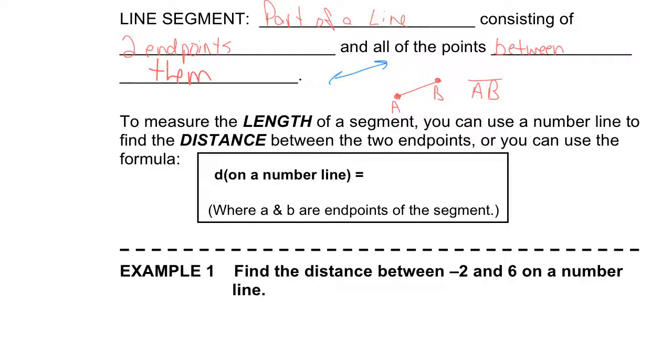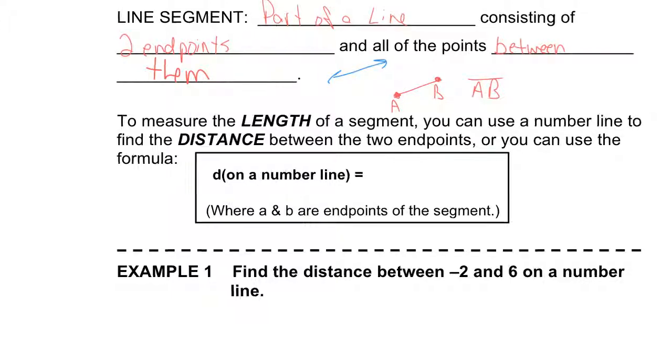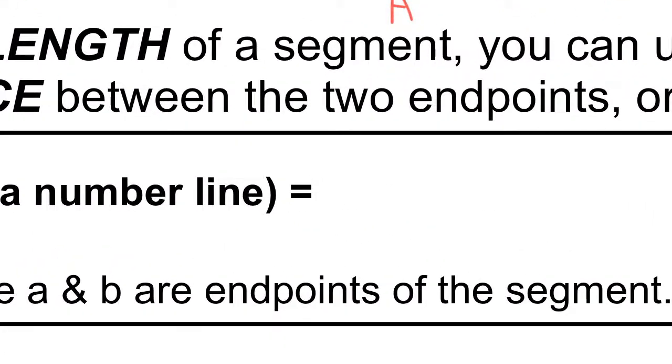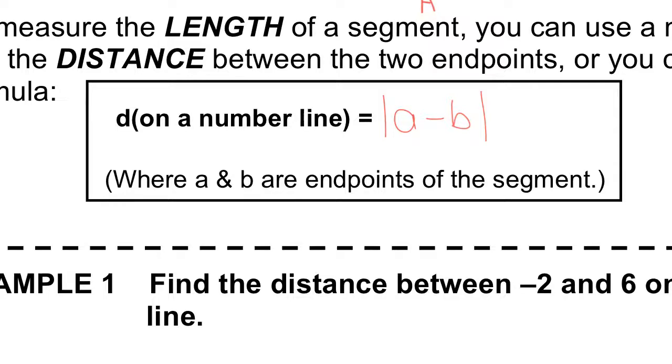It says to measure the length of the segment, you can use a number line to find the distance between two endpoints, or you can use this formula. D stands for distance on a number line. It's the absolute value of A minus B, where A and B are the endpoints of the segment.